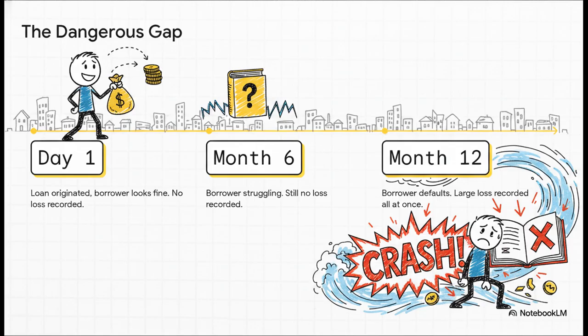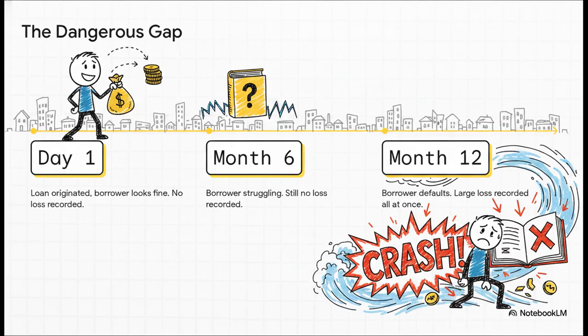So on day 1, a loan is originated. The borrower looks perfectly fine, so naturally, no loss is recorded. Makes sense, right? But jump forward to month 6. The borrower is visibly struggling. Delinquencies are up. The economy is shaking. But under the old rules, still no loss recorded because there's no documentable, probable loss event yet. The books stay completely silent.